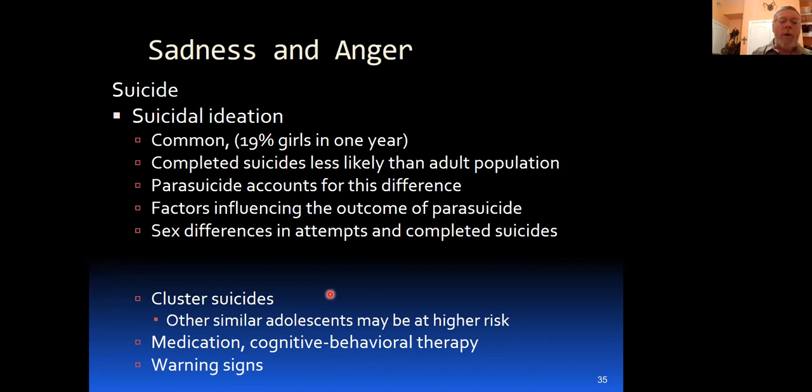So what can be done for adolescents that are experiencing suicidal urges? Well, there are a couple of things that seem to be beneficial. One is cognitive behavioral therapy. So therapy that helps the adolescent change how they're thinking about things, the cognition, as well as engage in new and more beneficial behaviors. Sometimes that involves developing better relationships with others and so forth. That can be very helpful.